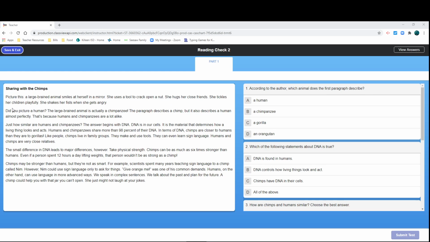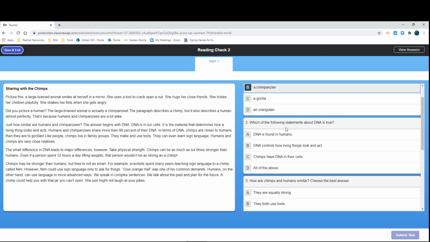All right. So this second paragraph, it kind of gives you a little bit of a mixed signal. The first question or statement was, did you picture a human? That can kind of lead people to think, well, maybe it was a human. No, that's a question. The author is asking the reader what you thought the first paragraph described. The second statement is actually what the answer to number 1 is. The large brained animal is actually a chimpanzee. All right. So the answer to number 1 is B.